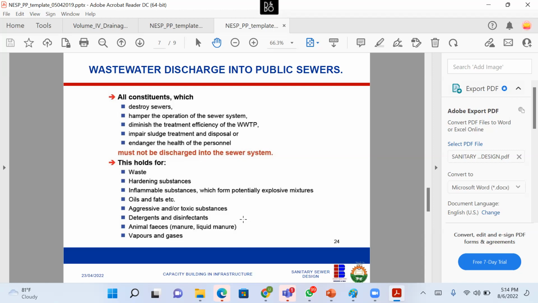Those are dangerous because once most of them get into the wastewater treatment plant, they tend to affect the anaerobic bacteria. Then you don't allow things that endanger the health of the personnel. Don't go and start pouring acid or dangerous chemicals into the public sewer. So these things must not be discharged. This includes waste, hardening substances, inflammable substances, oil and fats, toxic substances, detergents, disinfectants, animal feces, and vapor.